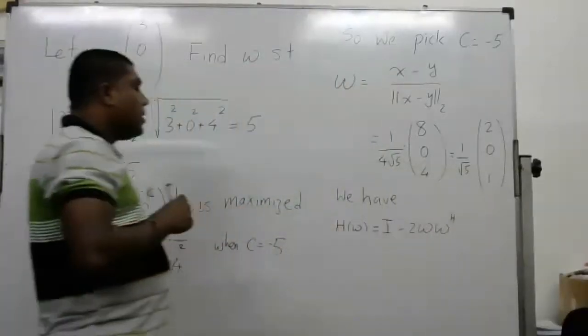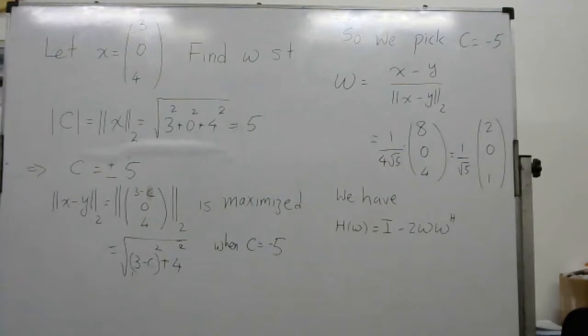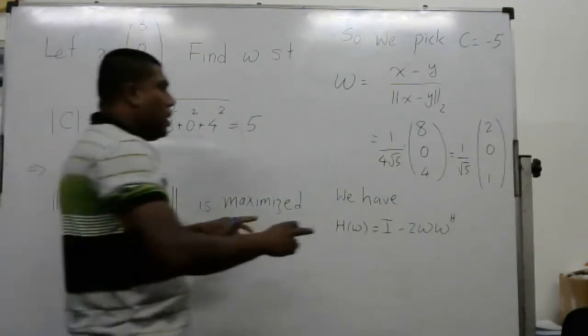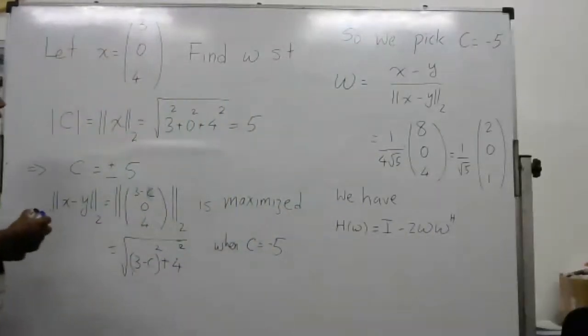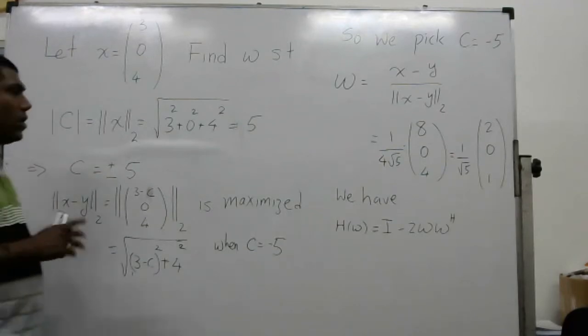If omega is this, you can always find this matrix H omega, which is I minus 2 omega omega Hermitian. So you can always find it. But technically, when it comes to practical problems or computation, mostly we will not compute this matrix. We will stop with the computation of omega, and then we do the multiplication using simple arithmetic.